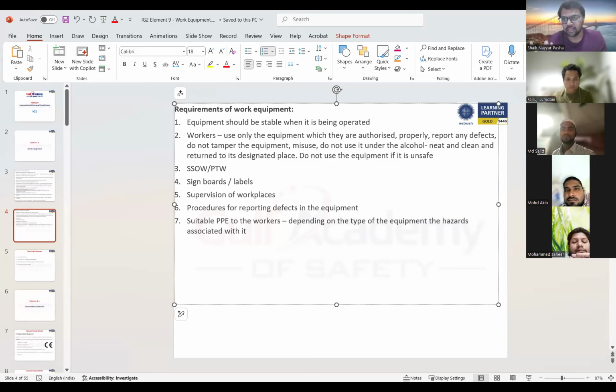Because if you're using a drilling machine, the hazards are dust, noise, and vibration. So what PPE should you provide? You should provide gloves, goggles, earmuffs, and a respirator. Same way, if you're using some other machinery, such as scissors or a knife or something, you should provide chainmail gloves. So depending on the type of the machinery or the hazards associated with it, it is the responsibility of an employer to provide PPE. Okay. So all these are the general requirements of work equipment.